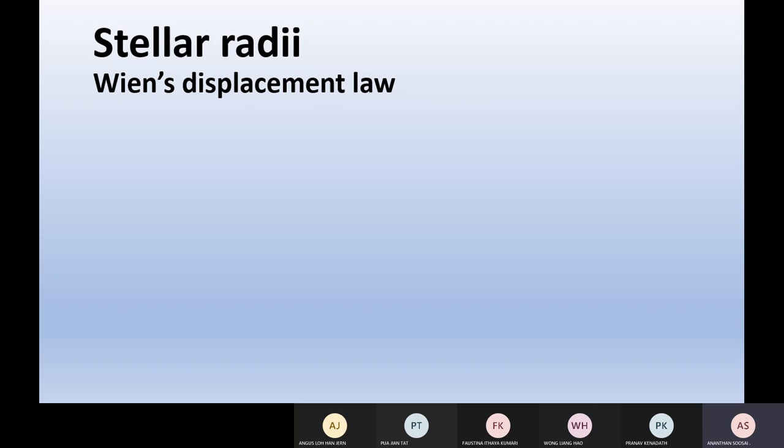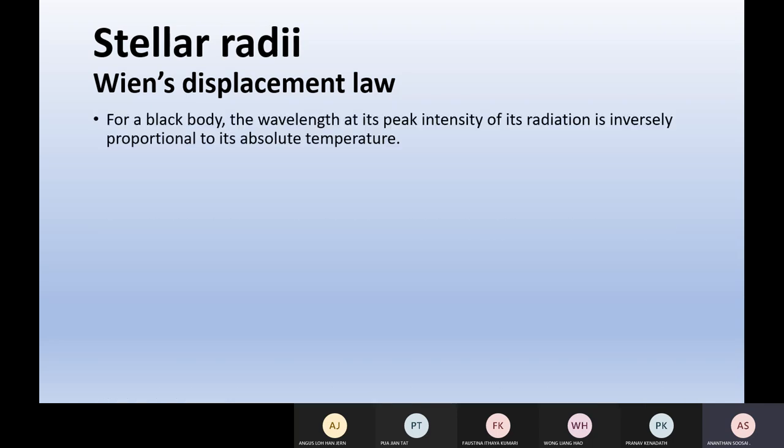So Wien's law talks about the temperature and it's related to the black body. It's based on black body radiation, a perfect emitter and absorber. Based on his discovery from the black body, and this is only for a black body, the wavelength at the peak intensity of radiation is inversely proportional to the absolute temperature.